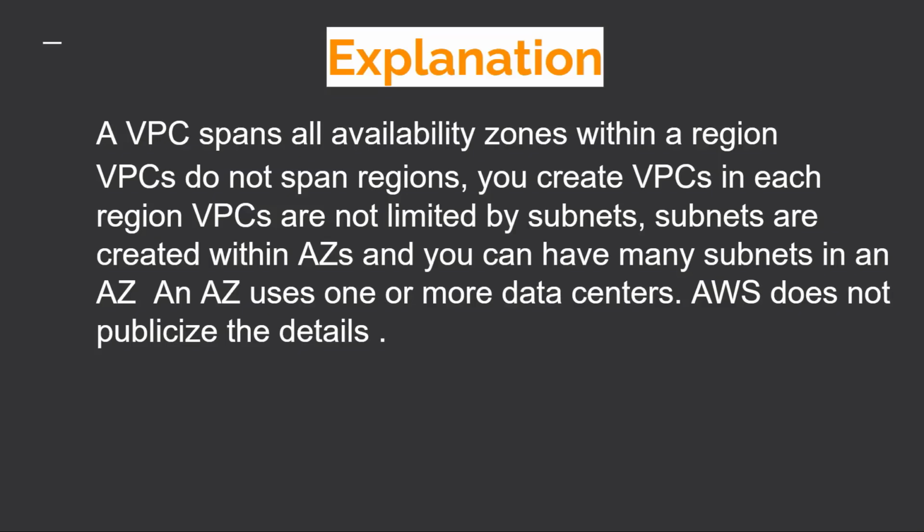Explanation. A VPC spans all availability zones within a region. VPCs do not span regions. You create a VPC in each region. VPCs are not limited by subnets. Subnets are created within an AZ, and you can have many subnets in an AZ, and an AZ uses 1 or more data centers. AWS does not publicize the details.